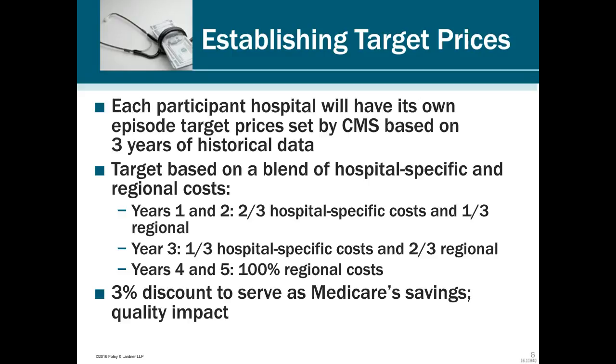over the 5 years by which the hospital transitions for the purposes of its target pricing from, in the first year, 2/3 of the target price being based on the hospital's historic costs and 1/3 regional, to, in the 3rd year, flipping that ratio such that only 1/3 of the target is attributable to the historic hospital costs and 2/3 are regional. And in the 4th and 5th years, the target pricing is 100% regional.